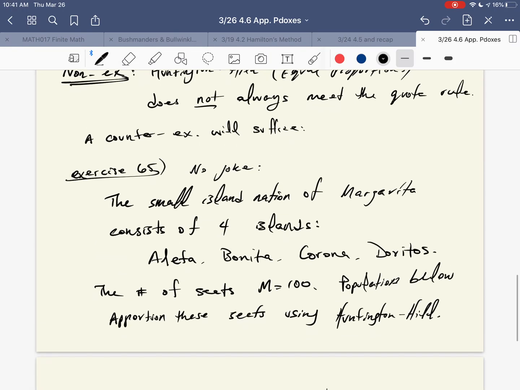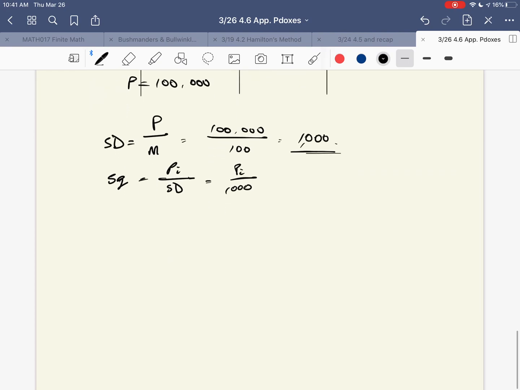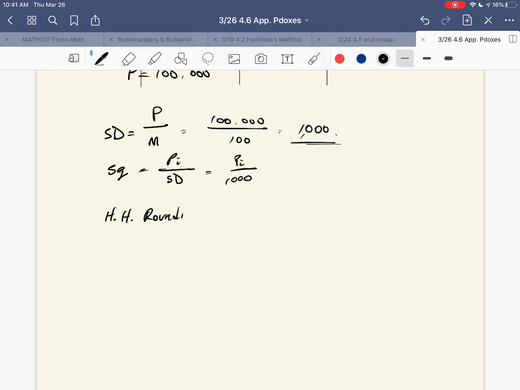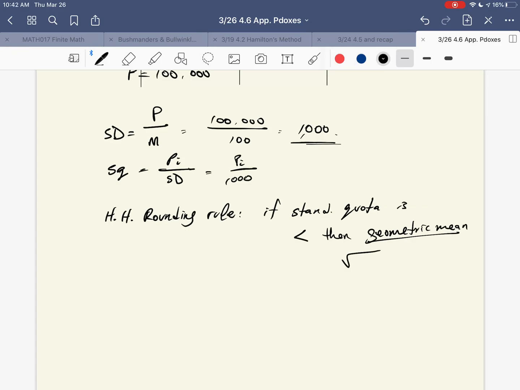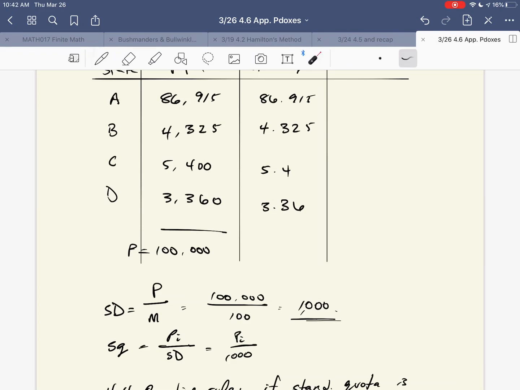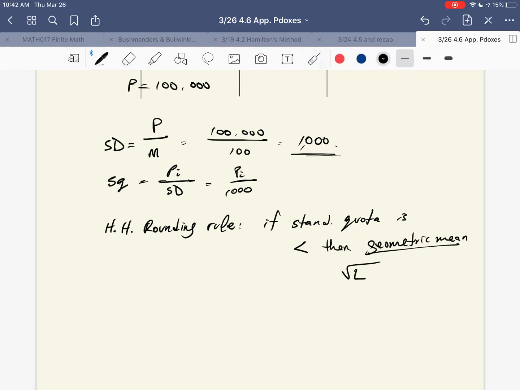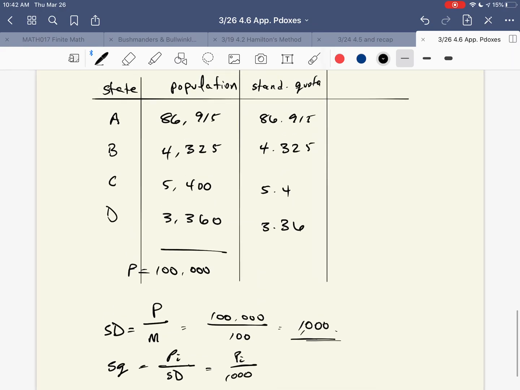Now, remember from last class, when we do the Huntington Hill rounding, the HH rounding rule: if standard quota is less than the geometric mean, and remember that was the square root of the lower quota times the upper quota, round down, otherwise round up. I'll let you go back and look at the last video lecture if you don't remember what that is.